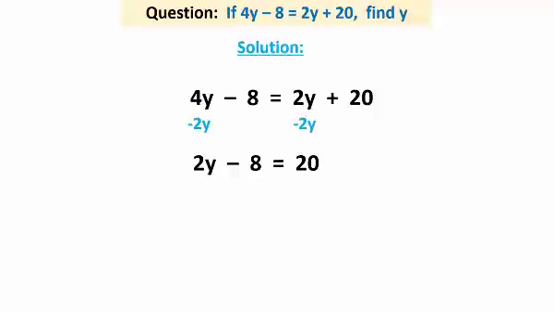Here, we have to take 8 to the other side of the equation, and 8 is minus, so we have to add 8 to both sides of the equation. Note that minus 8 plus 8 will be 0, and 20 plus 8 will be 28. So our new equation then becomes 2y is equal to 28.